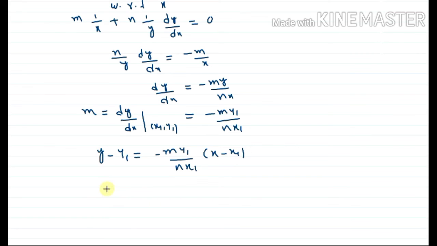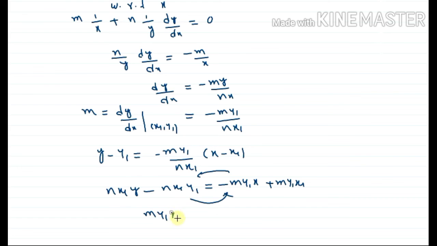Again on cross multiplication, you will get n x1 y minus n x1 y1, this is equal to minus m y1 x plus m y1 x1. Again take this term to this side and this term to this side. From that I will get m y1 x plus n x1 y is equal to, if I bring this term to this side, n x1 y1 plus m y1 x1.